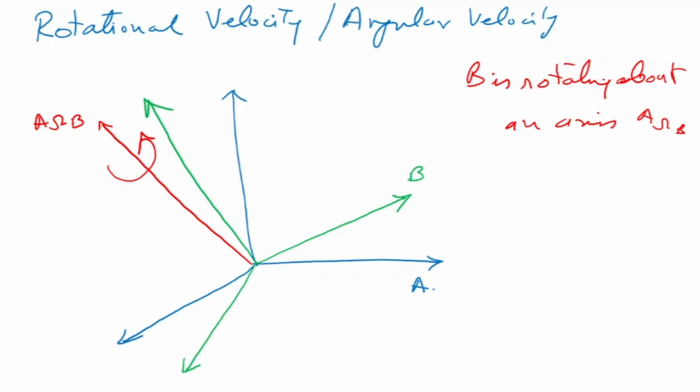Now I hope you can imagine that you are sitting here, on frame A. Frame A is not moving. Frame A is the reference frame. So you're observing. What will you see? You'll see the frame B rotating, because frame A is fixed, it's not moving. Frame B is rotating about this axis.